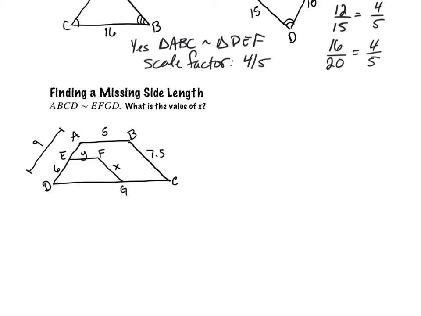So this is where solving proportions is going to come into play. It says these two things are similar, and they want me to find the value of x. I'm going to start by setting up a proportion, because the side lengths have to be proportional. So x divided by something is going to equal some other thing. What side in ABCD corresponds to that FG side? BC. So x over 7.5, and now I need to set up another proportion with two other sides.